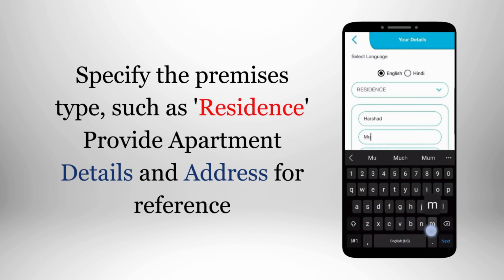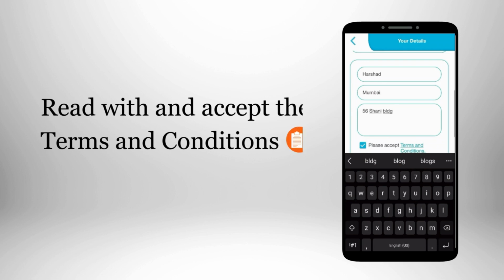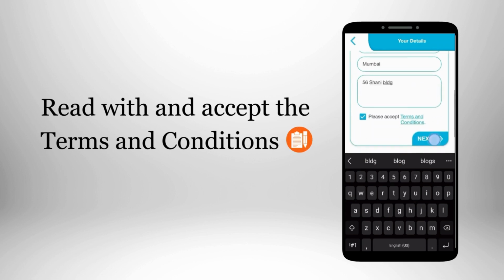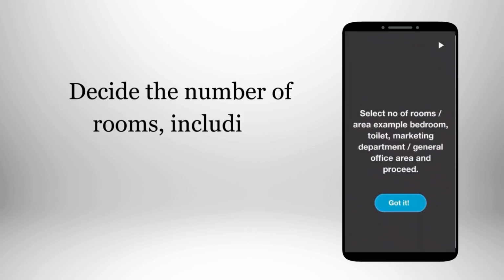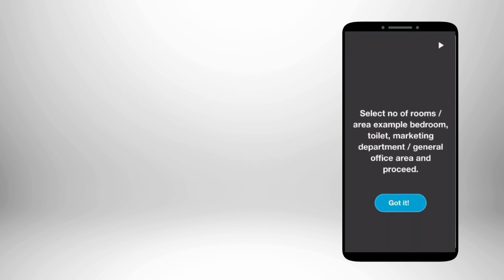Provide apartment details and address for reference. Read and accept the terms and conditions. Decide the number of rooms, including bedrooms, toilets, living room, and kitchen.